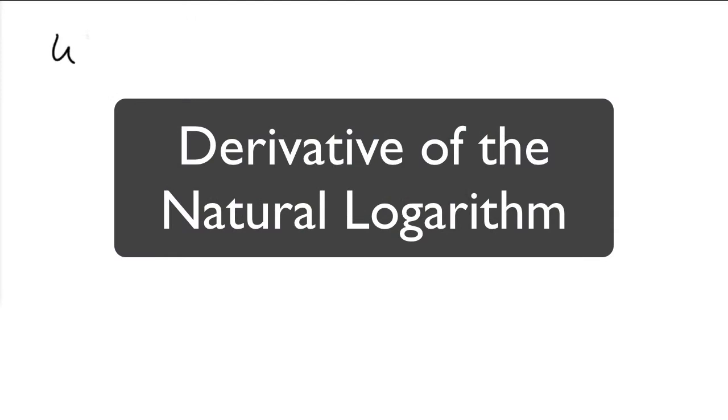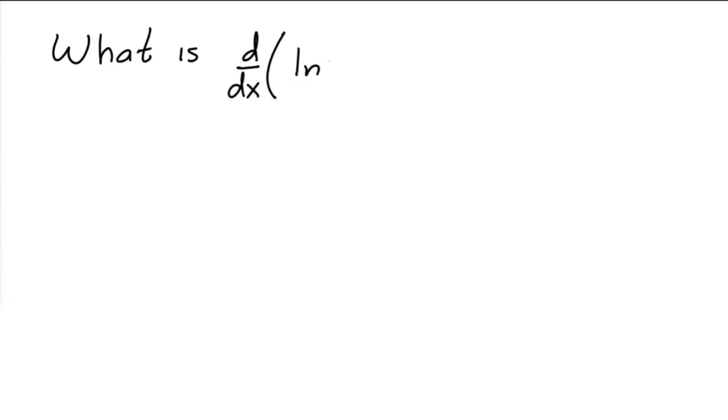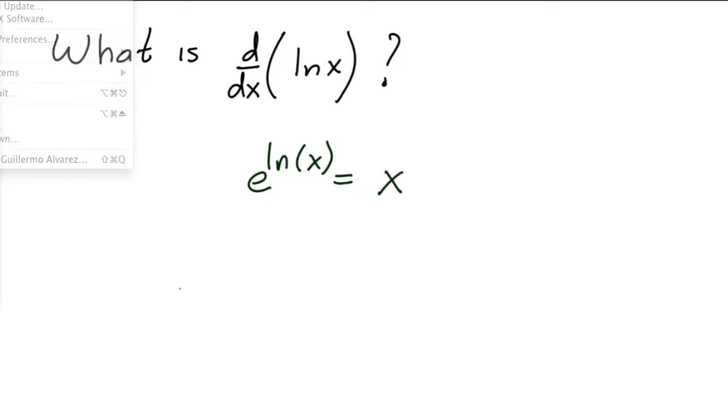Okay, so before we go over logarithmic differentiation, we want to know what's the derivative of the natural log of x. So this is our question. To actually find this, we're going to start off by using a property that we know. We know that e to the natural log of x is equal to x. This is one of the properties of logarithms that we know.